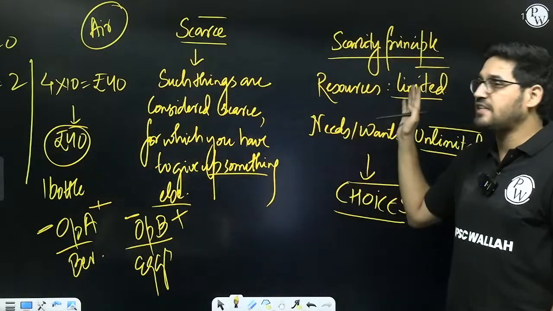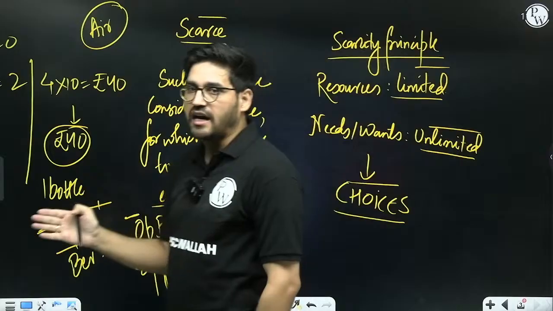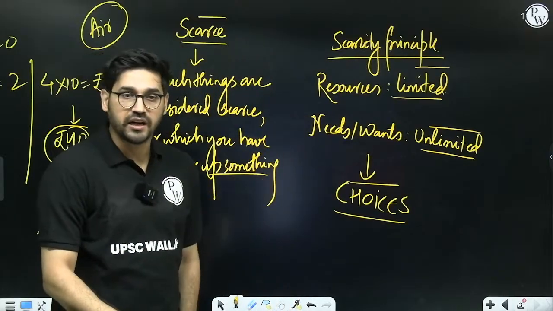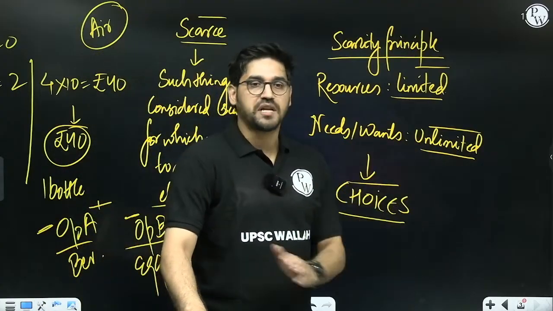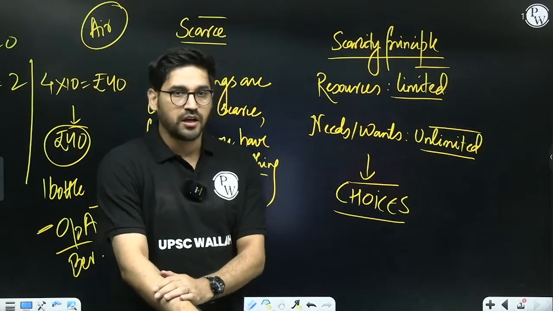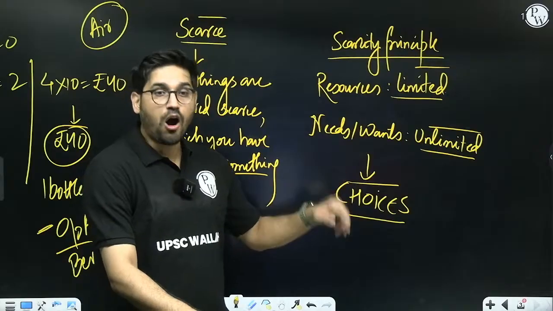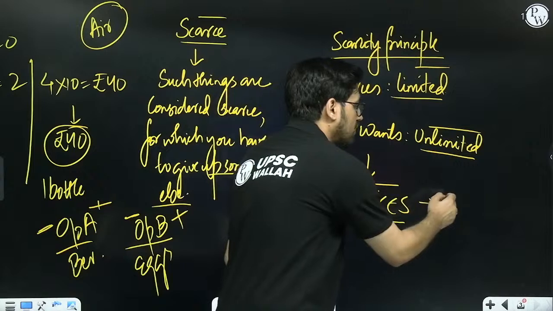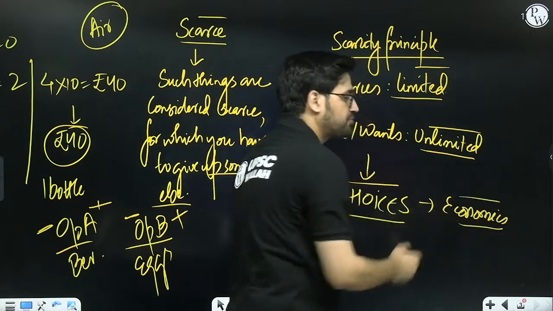Scarcity principle says the same thing. It says resources on this planet are limited, while our needs and wants may be unlimited. That means we do not have enough to satisfy everybody's needs and everybody's wants. We will have to be making choices. How do we make those choices? Economics is the logic behind those choices.